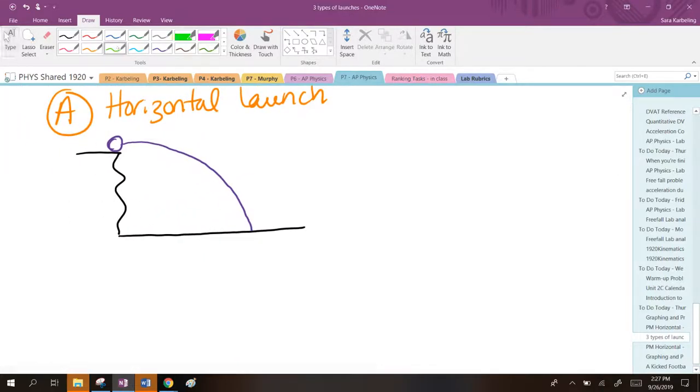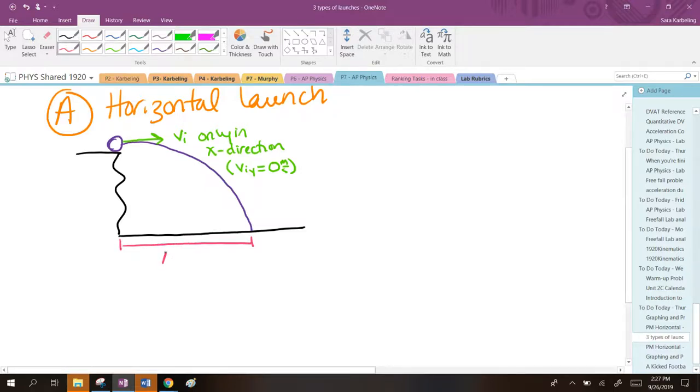Okay. The initial velocity, VI, is only in the x direction, which means that VIY is equal to 0. The initial velocity is only in the horizontal direction, hence horizontal launch, right? That's why I named it that. Taking a look at the other pieces, just to make sure that this all makes sense, this is my delta x. Sometimes in problems, delta x will be called the range. Just means how far did it go?